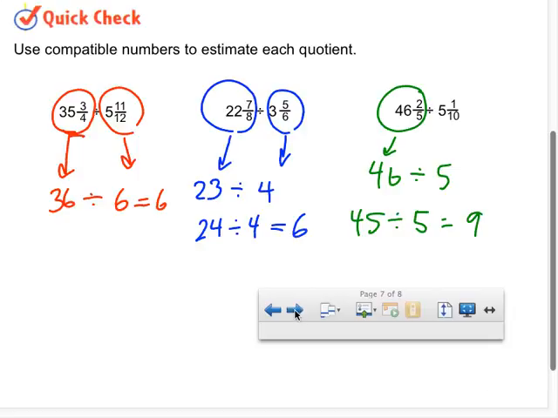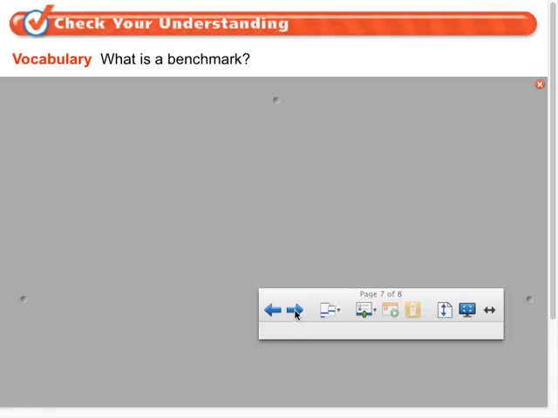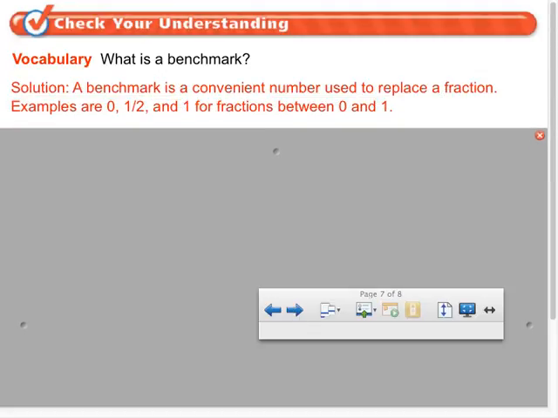Okay, we're almost done. What is a benchmark? Can somebody share with the class what a benchmark is? Trinity, go ahead really quickly. We got 1 minute left, so let's go. Trinity, what is it? A number used to replace fractions less than 1. Very good. Here it is. A benchmark is a convenient number used to replace a fraction.